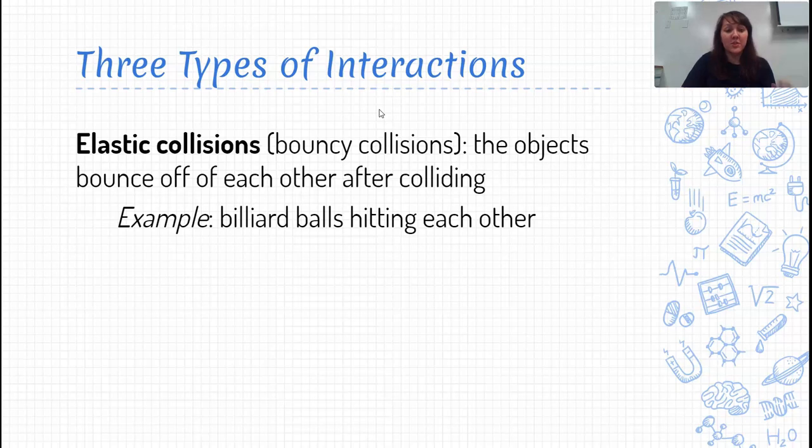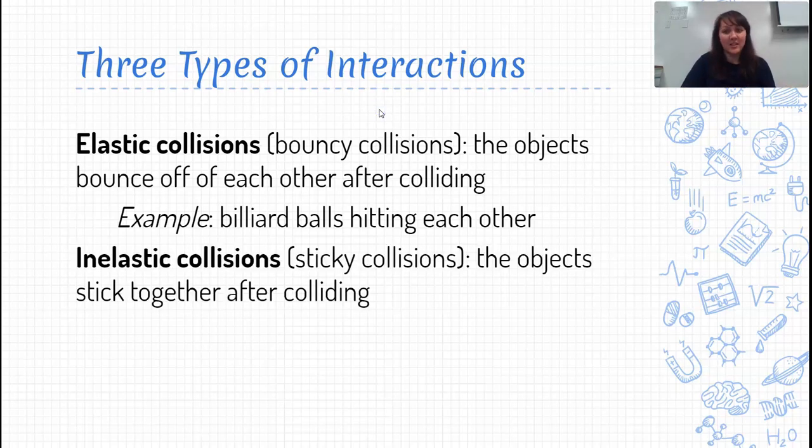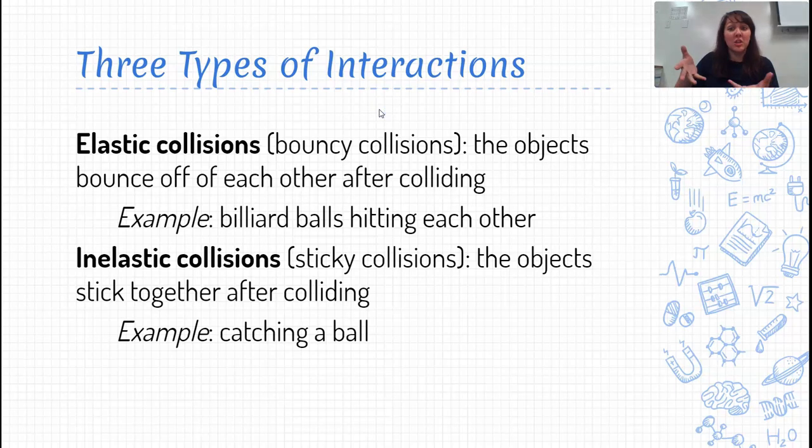Now the other option for collision is therefore inelastic collisions, which we can also think of as sticky collisions. So these are collisions where the objects hit and then they're stuck together and they move as a single unit after collision. So a straightforward example of that would be catching something. You start off, a ball is coming towards you, you're behaving independently in that moment, but then once you catch the ball, you're going to move together. You are a single unit. So that would be an example of an inelastic collision.